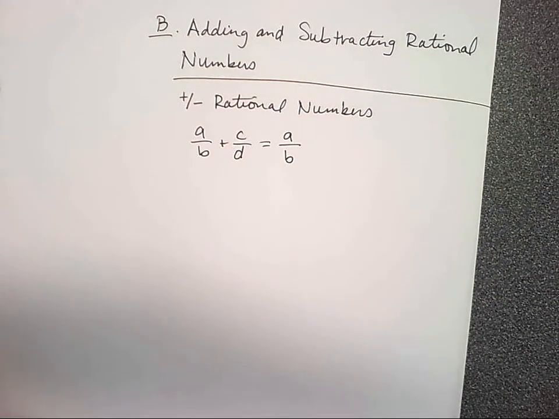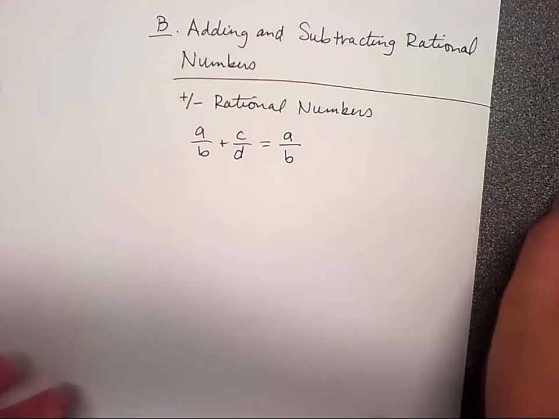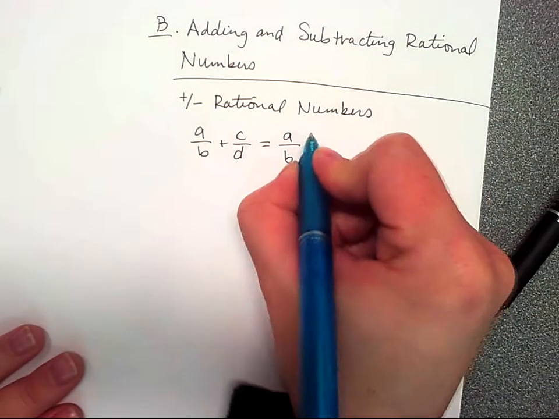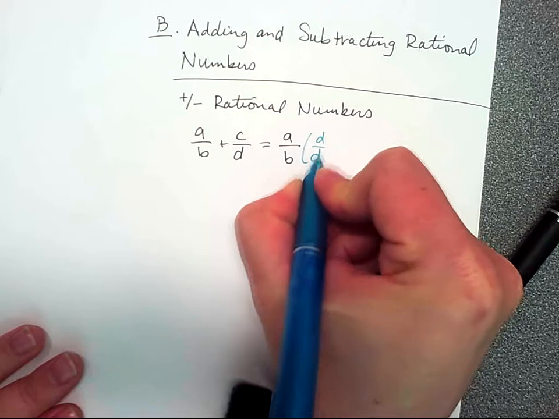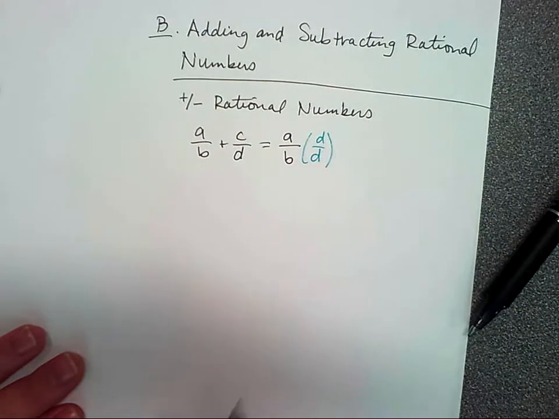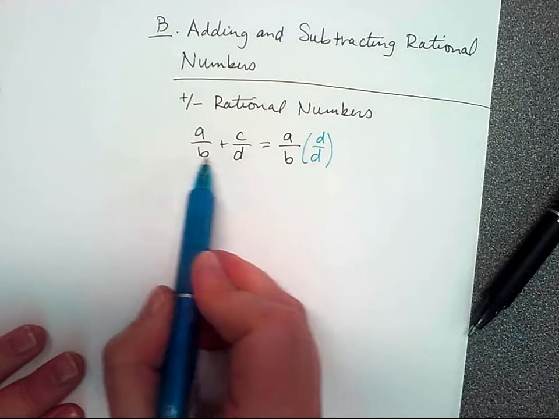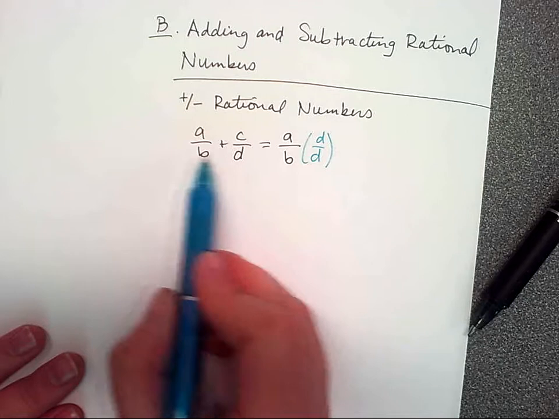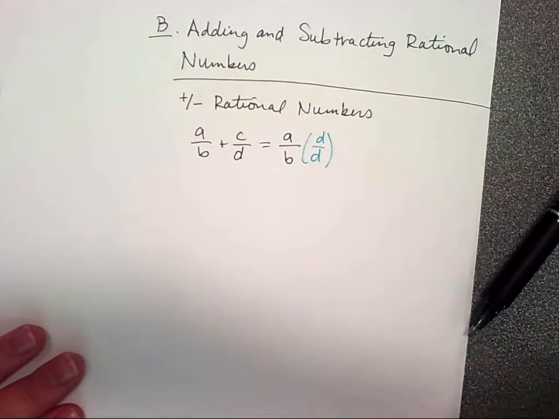So remember, in order to multiply fractions, you multiply numerator times numerator, denominator times denominator. So I'm going to multiply this times a factor of 1. D over D is 1, right? BD is going to be my common denominator. I'm multiplying these two denominators.